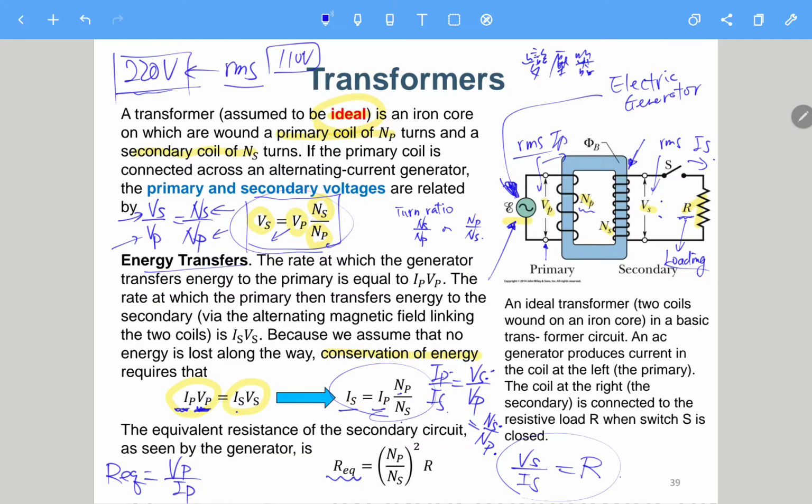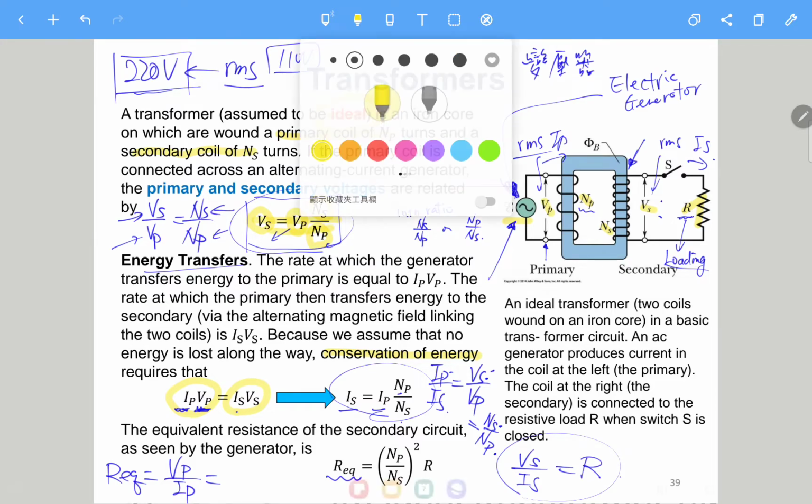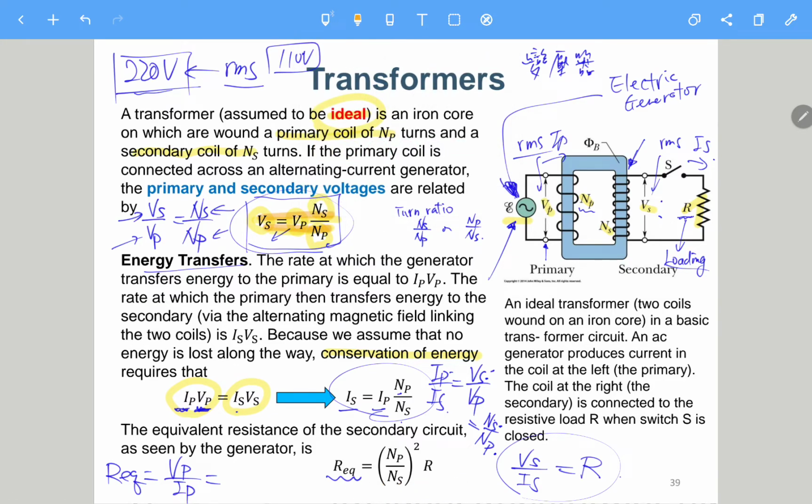So we can see Vp over Ip, you can just convert it. For the first equation, you can just move Ns over Np to the other side. So we have Vp equals Vs times Np over Ns.